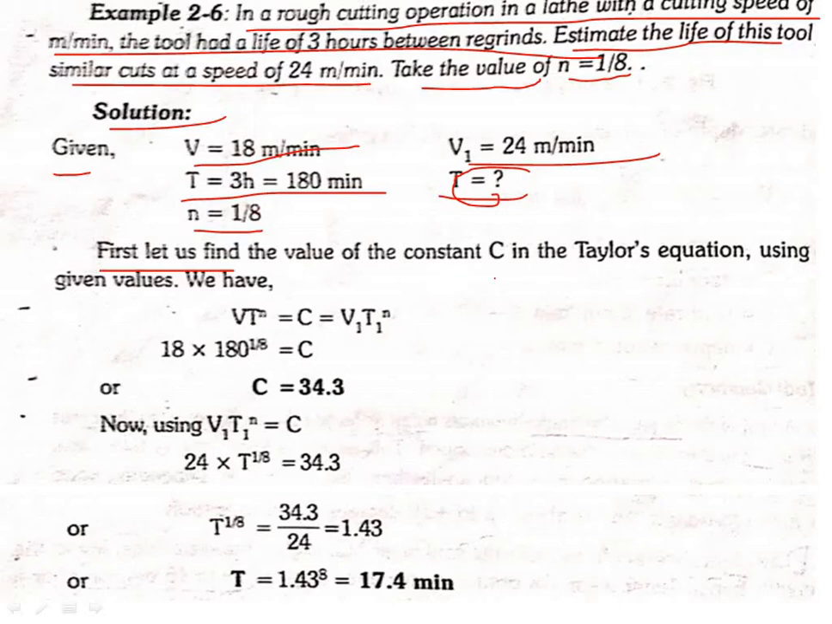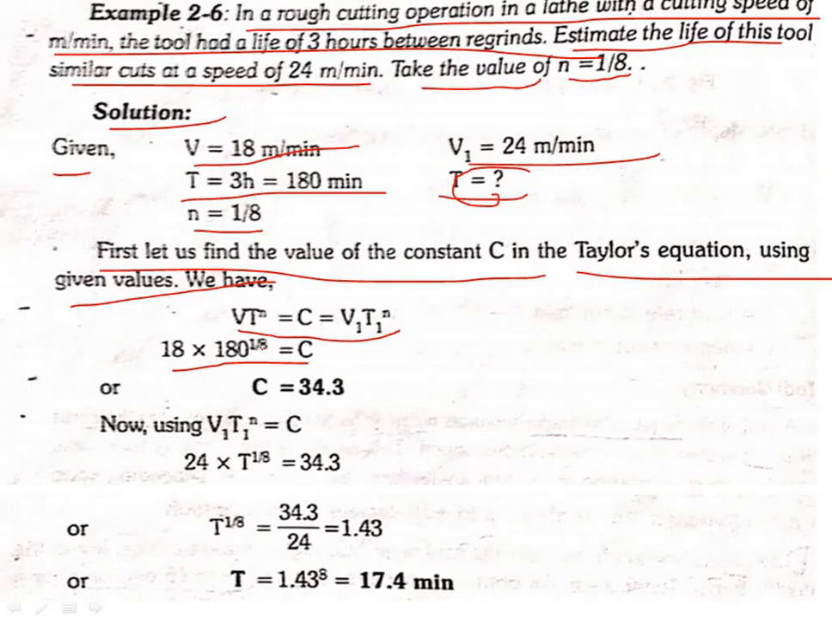First let us find the value of constant C in the Taylor's equation. Using the given values, we have the formula. We know that V T raised to n is equal to C, that is equal to V1 T1 raised to n. So that is equal to 18 into 180 raised to 1 by 8, that is equal to C. So we'll get C value, that is 34.3.